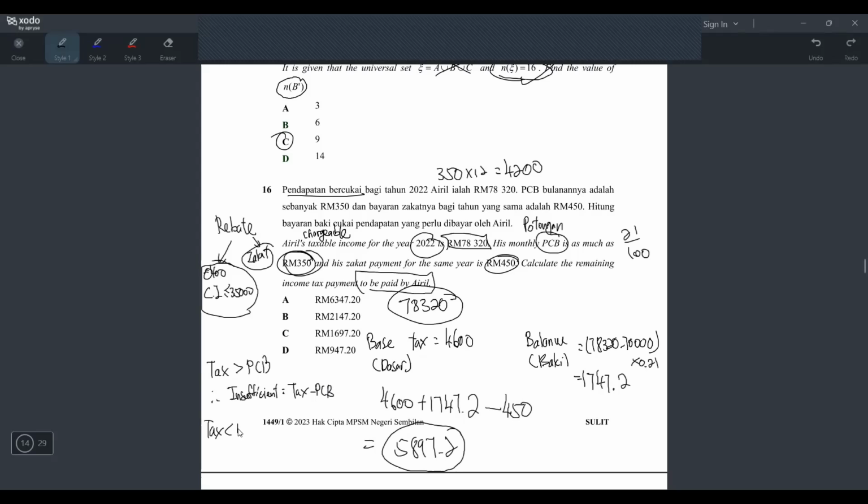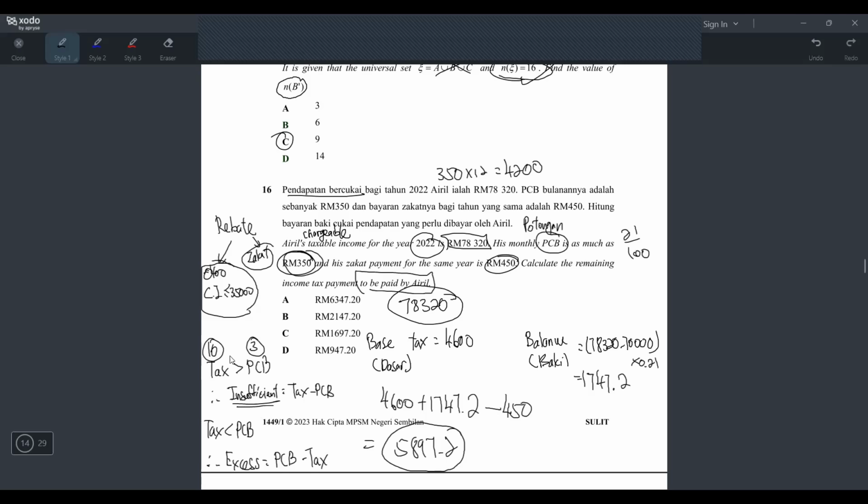But if your tax is lesser than your PCB, it means you bayar lebih already. Okay. So here I'll write what? Extra. What's the other word for insufficient? Excess. Okay, excess. So the excess amount will be PCB minus tax. Okay, let me explain one more time. If your tax is more than PCB, means the amount you have to pay is more than the discount, right? Like for example, the amount you have to pay is 10 ringgit, but the discount is 3 ringgit. It means how much you have to pay? 7 ringgit lah. And we call that insufficient, right?